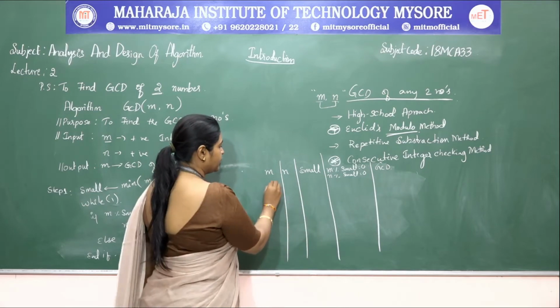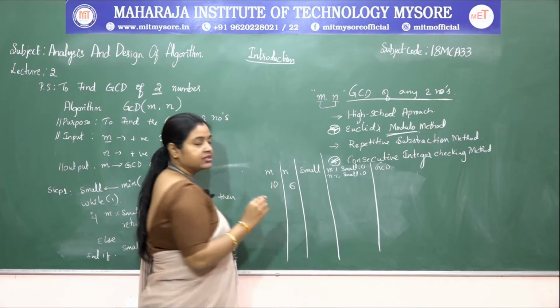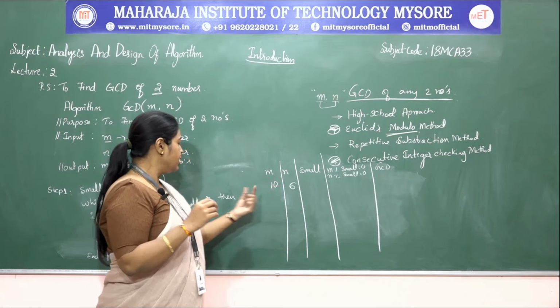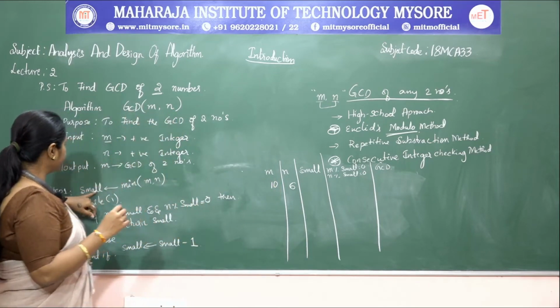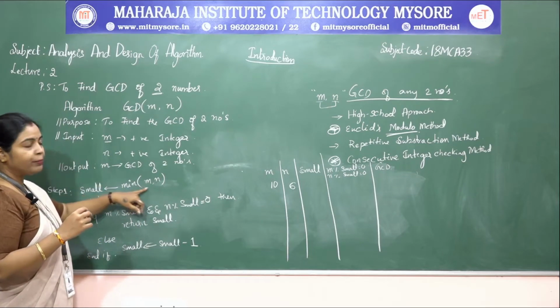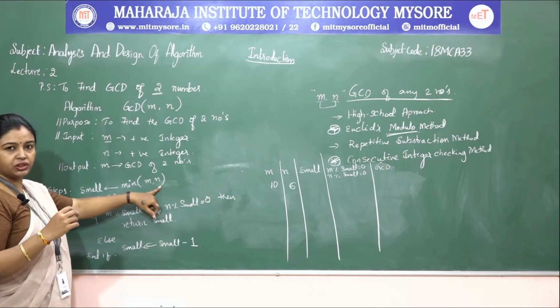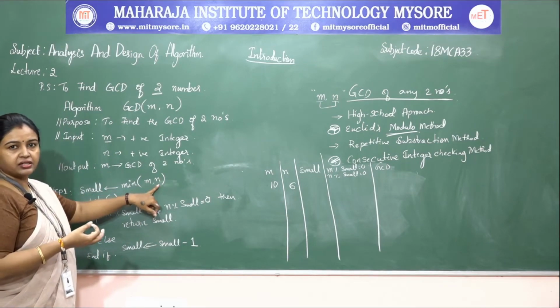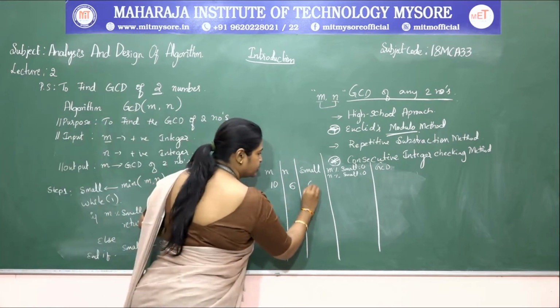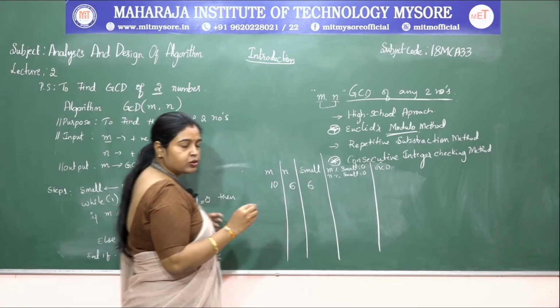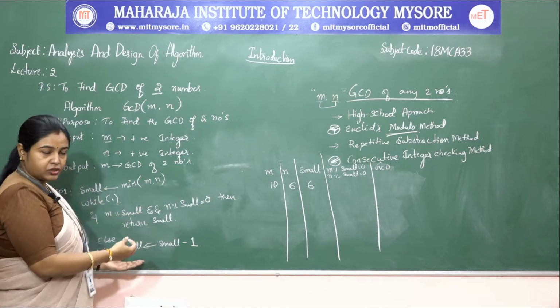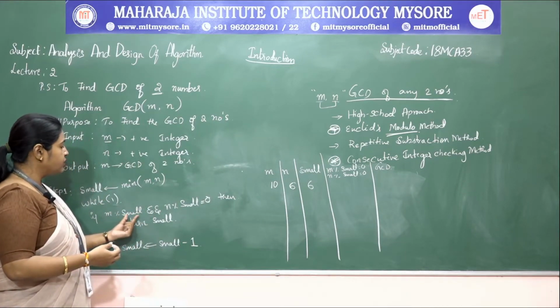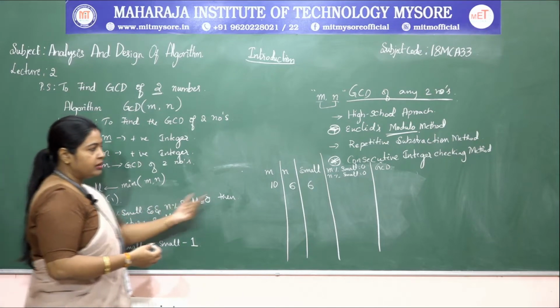Okay, let's start. So 10 and 6. GCD of 10 and 6 we need to find out. Now it will come to here, small is equal to min of 10 and 6. So what is the minimum of 10 and 6? 6. So 6 is the minimum value. Once you find this, while true, we need to execute this condition. So that is m mod small. So what is m? 10.